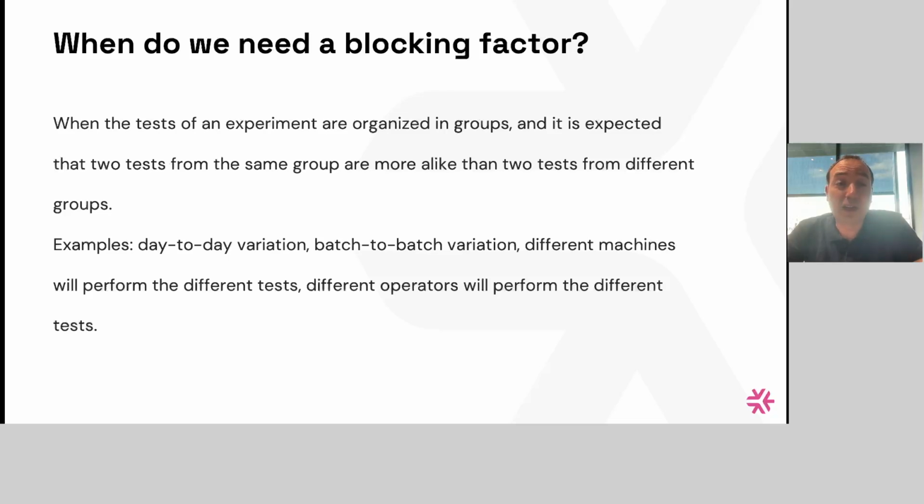When do we need a blocking factor? When the tests of an experiment are organized in groups, and it is expected that two tests from the same group are more alike than two tests from different groups. Examples could be the day-to-day variation, where the experiments may depend on atmospheric conditions that are not controlled, batch-to-batch variation, where the result of the test may depend on the batch and not all batches are equal, or different machines that perform the different tests, or different operators.